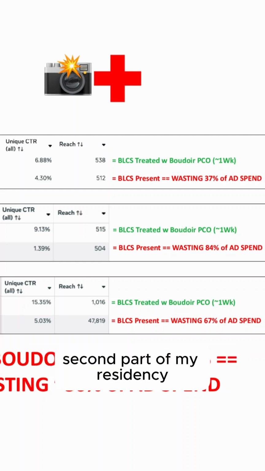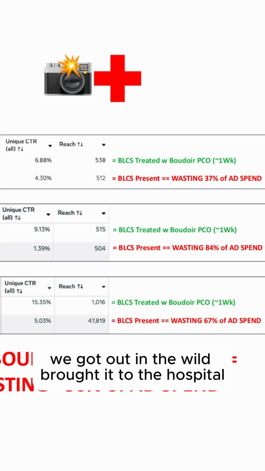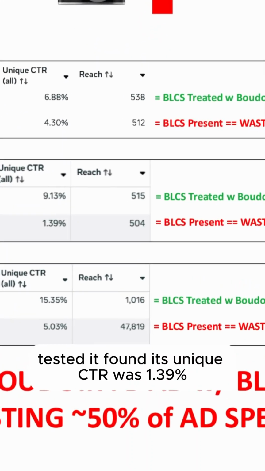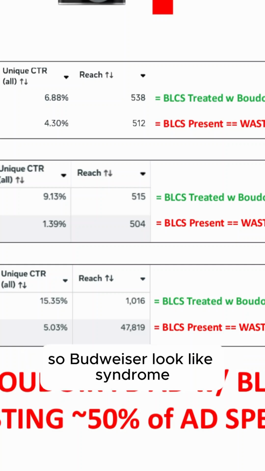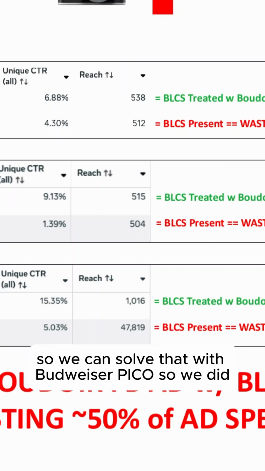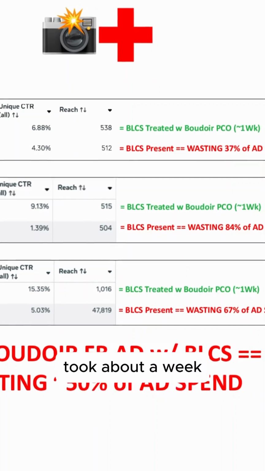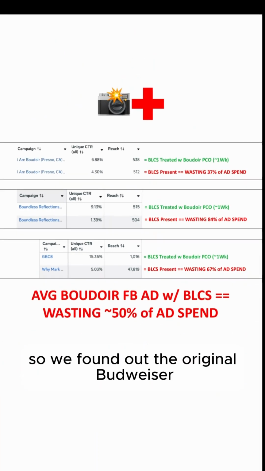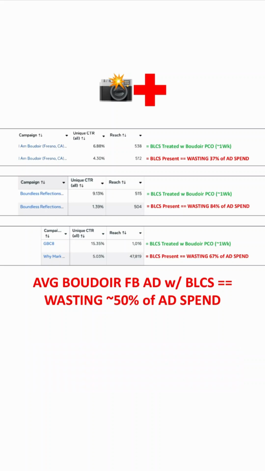Second part of my residency, found a second Boudoir Facebook ad out in the wild, brought it to the hospital, tested it, found its unique CTR was 1.39%. So with unique CTR under 6%, we know that BLCS is present, Boudoir low click syndrome. So we can solve that with Boudoir PICO. So we did. We treated it with Boudoir PICO. It took about a week, and we got the unique CTR up to 9.13%. So we found out the original Boudoir Facebook ad was wasting 84% of ad spend.